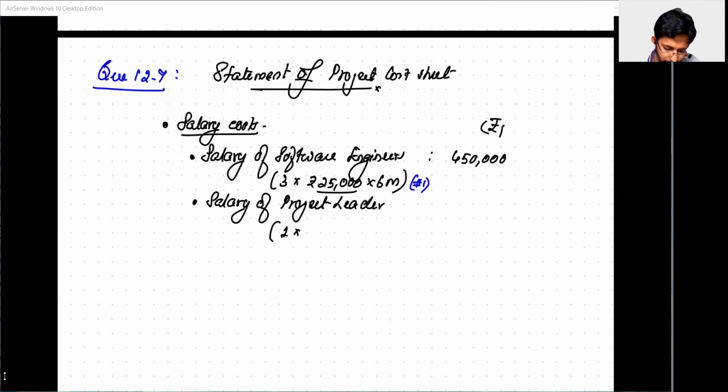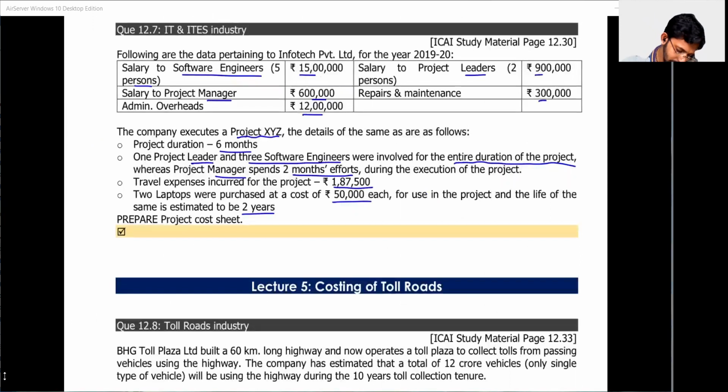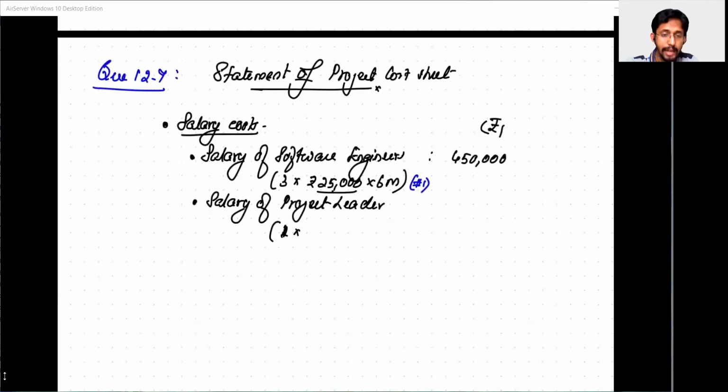Okay. So here salary of software engineer is 25,000. So 3 into 25,000 into 6 months, 4,50,000. Whereas when you come to project leaders, 2 project leaders are required, or is it 2 project leaders or 1 project leader? Let me see. 1 project leader. And each project leader is paid 37,500 per month for 6 months. So 37,500 into 6 will be 2,25,000.